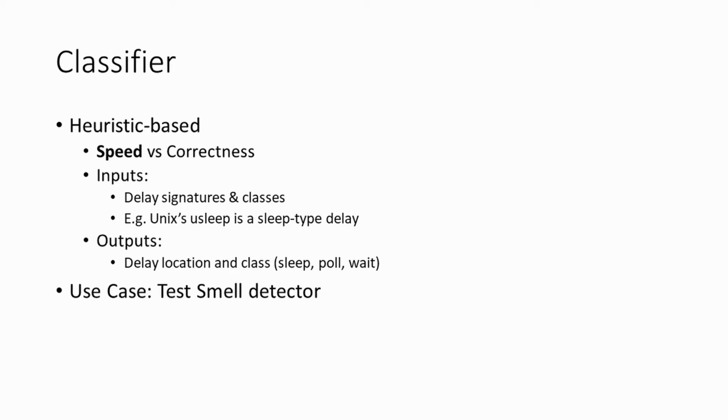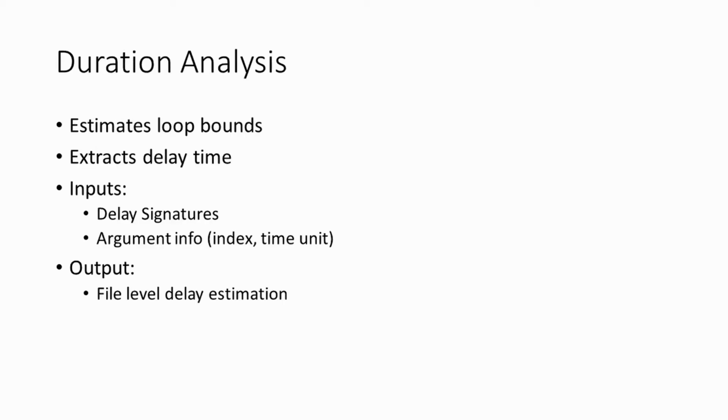The tool requires some information provided by the developers, for instance the delay signature and its class. The classifier will then analyze the code surrounding the sleep in order to determine the final class. Additionally, the tool also uses some static analysis in order to count the number of potential delay executions, which is then combined with extraction of the durations. For this, the tool requires inputs in the form of how durations are represented, as well as which time units delay functions are using. The output is a delay estimation on the file level.